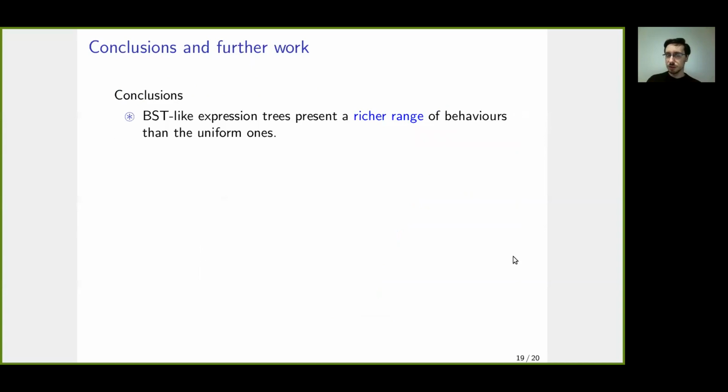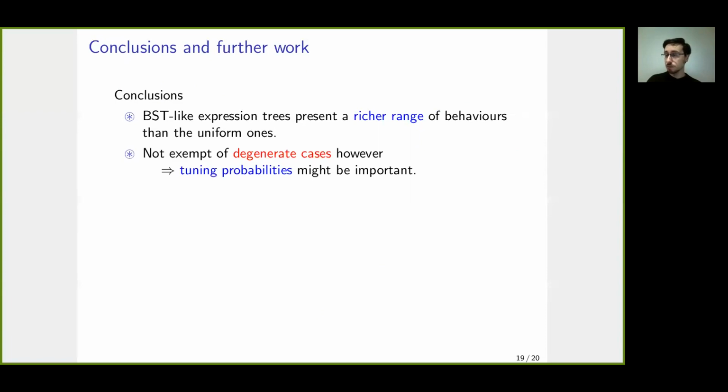And so now we get to the conclusions. We have seen that BST-like expression trees have a wider range of behavior than uniform ones. Here we have a whole spectrum from no reduction at all to a degenerate case again. So one must be careful in how we choose the parameters, because there's a degenerate case.